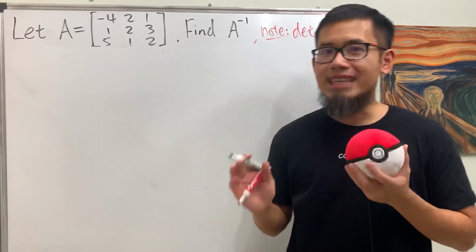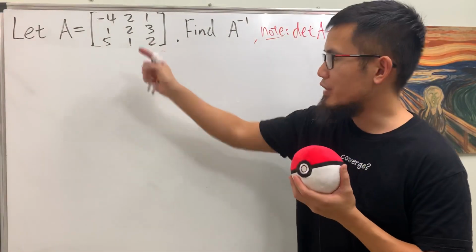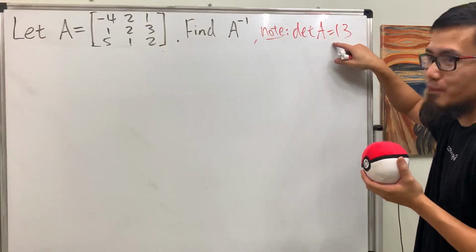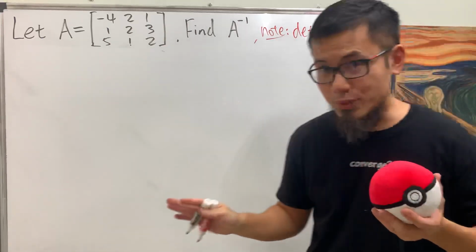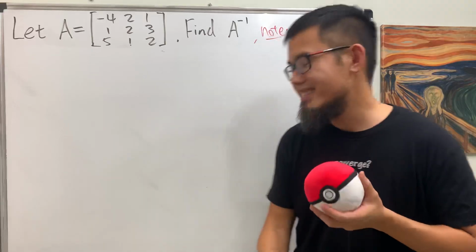Hello, we're in algebra. Today, I'll show you guys 3 ways to find the inverse of a 3 by 3 matrix. This right here is the example again. Why? Because we found the determinant of that matrix already last time, which is equal to 13, and that's not equal to 0. And that implies this right here does have an inverse, right?